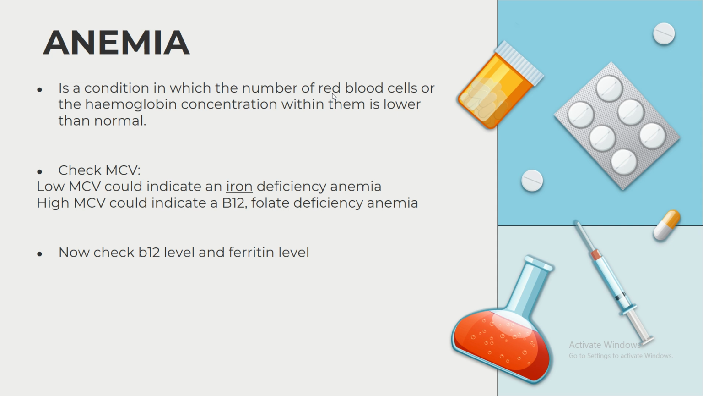Previously, we talked about anemia and its interpretation, and we mentioned that the MCV could be used as a differential to determine the reason for anemia. If the patient has a low MCV, the cause may be iron deficiency, and if it's a high MCV, the cause may be B12 or folate deficiency.